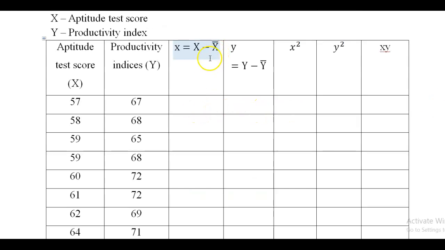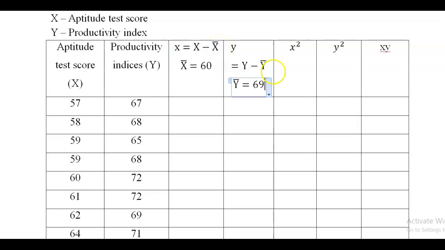Now we have to find small x. We have identified x bar equal to 60. Now we are going to find the deviation between the values and the arithmetic mean. So 57 minus 60 gives minus 3. Then 58 minus 60 is minus 2. 59 minus 60 is minus 1. 59 minus 60 again minus 1. 60 minus 60 is 0. 61 minus 60 is 1. Then 62 minus 60 is 2. Then 64 minus 60 is 4.